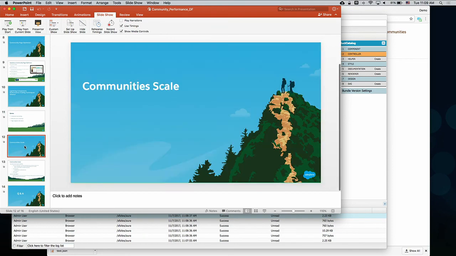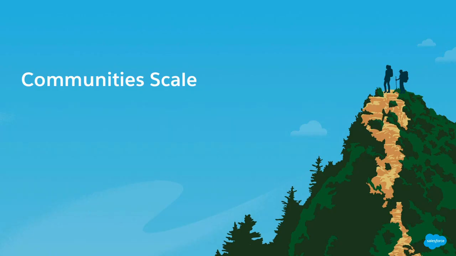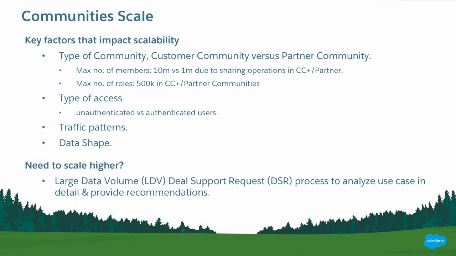So moving on. The last topic that we have time for right now is community scale. How much can your community scale? How many users can it support? This depends on a variety of factors, but the key factors are the type of community. Is it a customer community? Is it a partner community? The type of access. Is it unauthenticated or authenticated users who are going to be using it? Traffic patterns, like what is your peak access rate to the site versus sustained, and things like that.